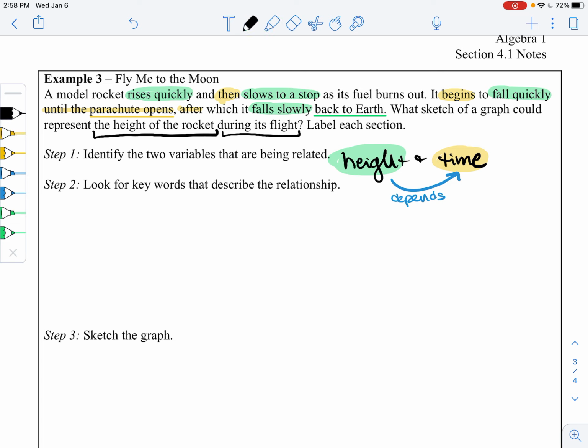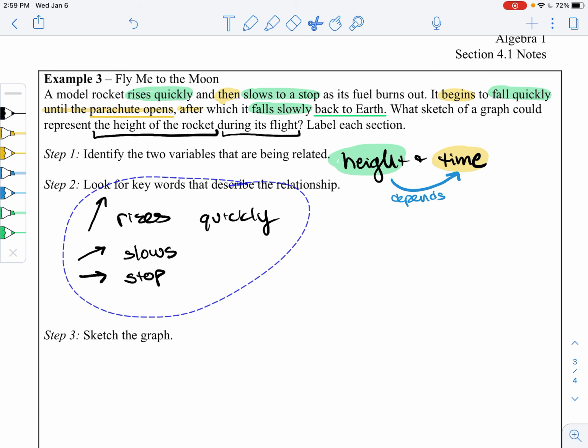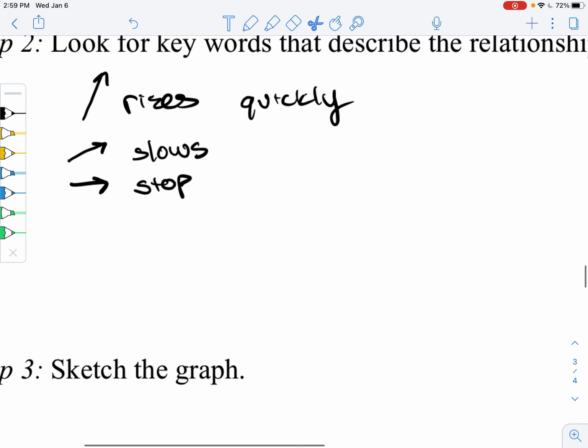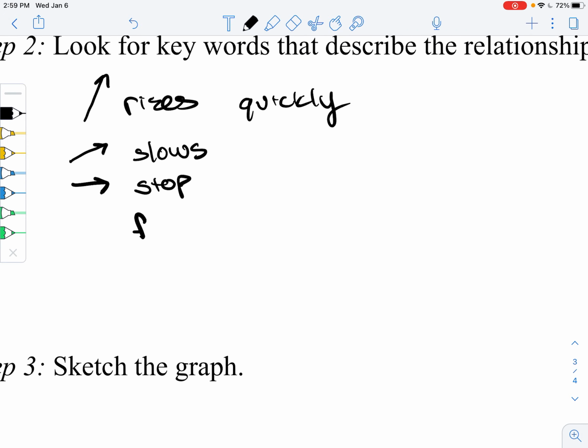When we say rises quickly, that means that the height of the rocket is going to go pretty fast, right? And then as it slows, it's not going to rise as fast, and then it slows to a stop, which means it's not changing at all. Then I wrote this too big, so I'm going to just do that real quick. And we also say that it falls quickly. It begins to fall quickly.